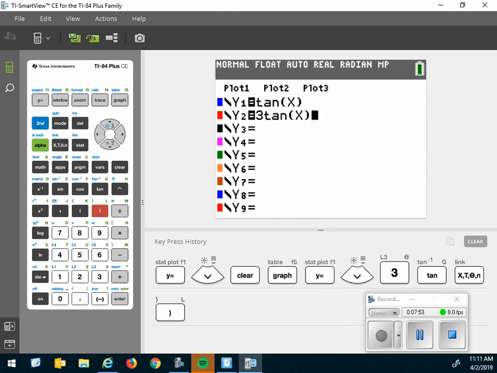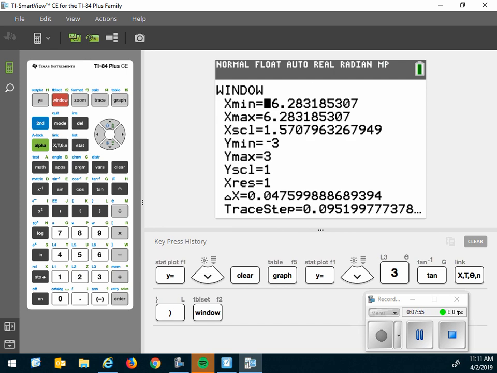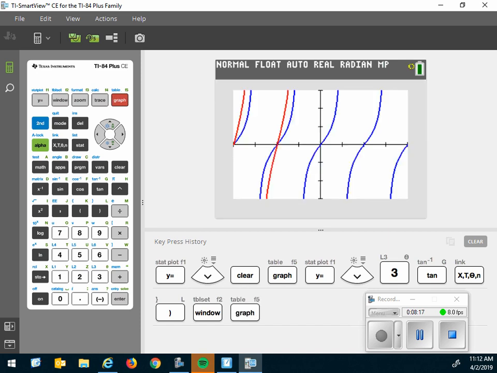Now you better check your window. I'm going negative 2 pi to 2 pi. Is yours negative 2 pi to 2 pi? By pi over 2? Graph. Now John already knew what happened. What happened?